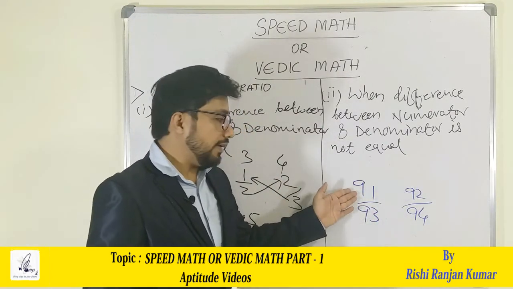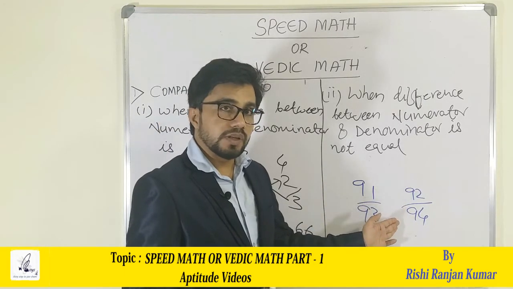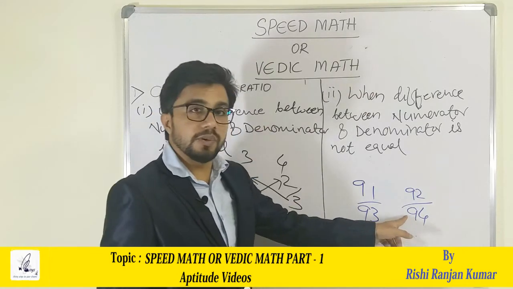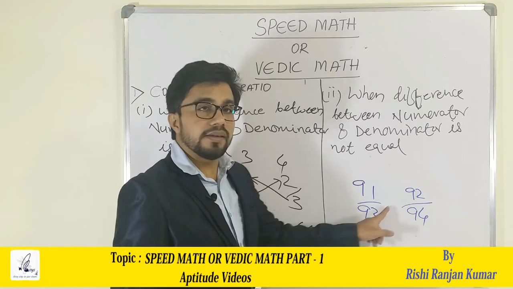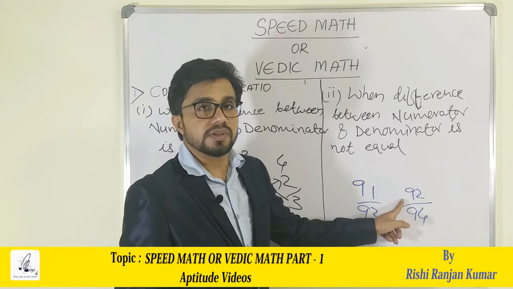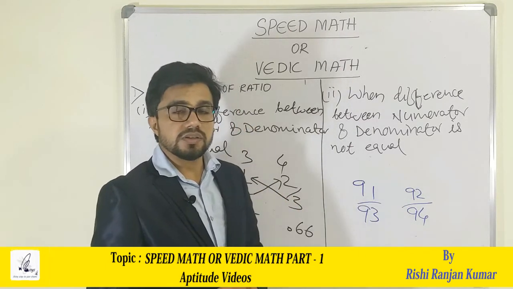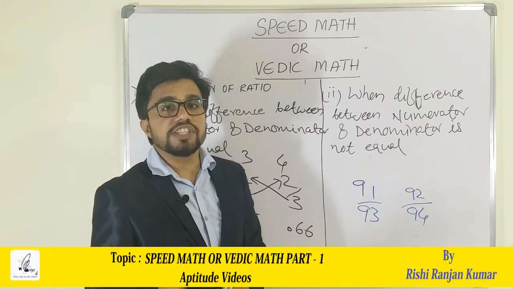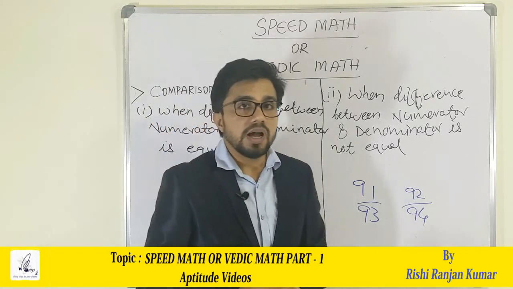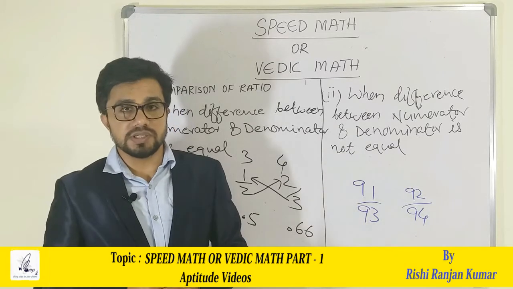Let's say we have 91 by 93 and 92 by 94. We have to compare them using the same shortcut. So let's multiply 94 into 91 and 93 into 92. Can we do that? In the exam, we don't have that much time. So in that case, we cannot apply this shortcut to bigger numbers. So we have to find some other shortcut which is applicable even for the larger numbers. In this video, I'm going to talk about a shortcut which is applicable even for the larger numbers.